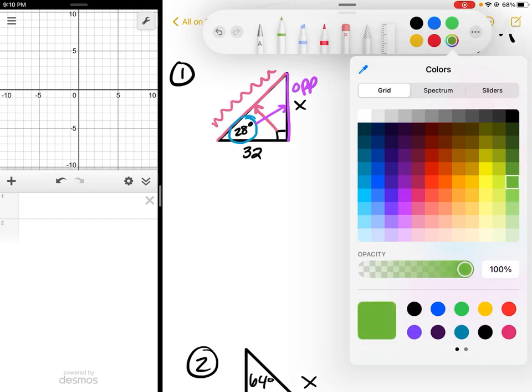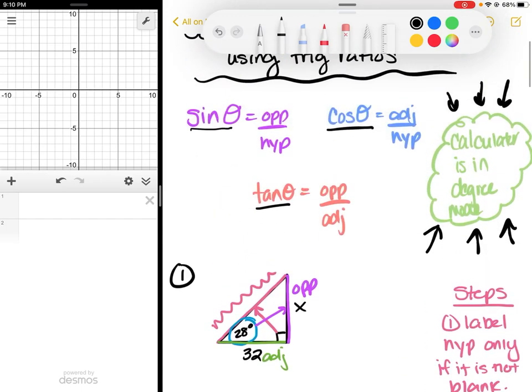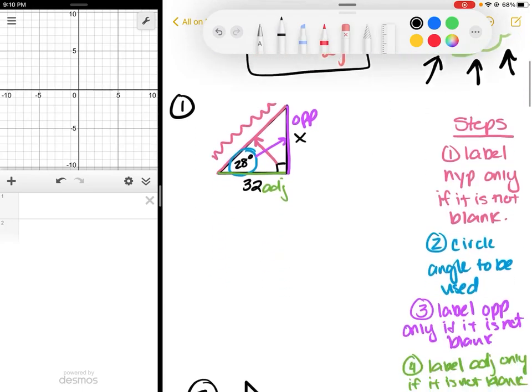And then last but not least, you label adjacent, okay? So we're going to label adjacent only if it is not blank. Adjacent is going to be the side that touches it that's not the hypotenuse. Well, this side touches 28, and it's not blank, so it's adjacent. And that's how you choose. And now we know that the formula we have to use has to include adjacent and opposite. So we come up here, and the one that includes adjacent and opposite is going to be our tan. So that's the formula we're going to use.